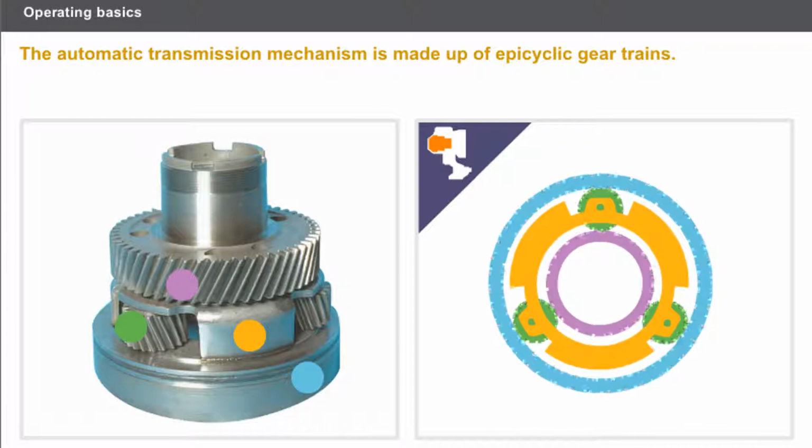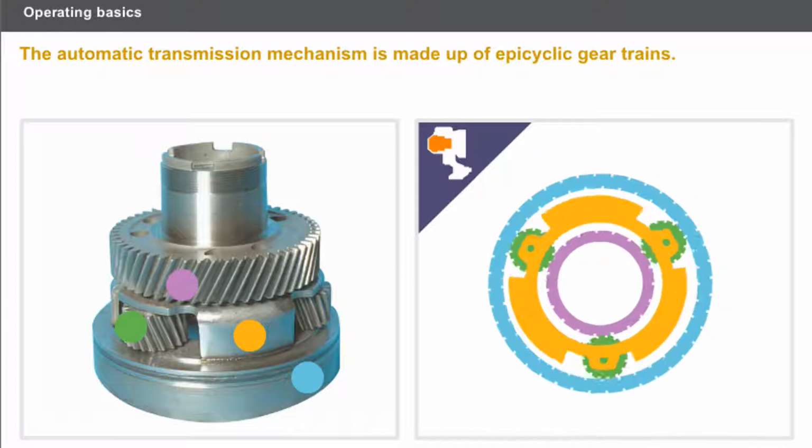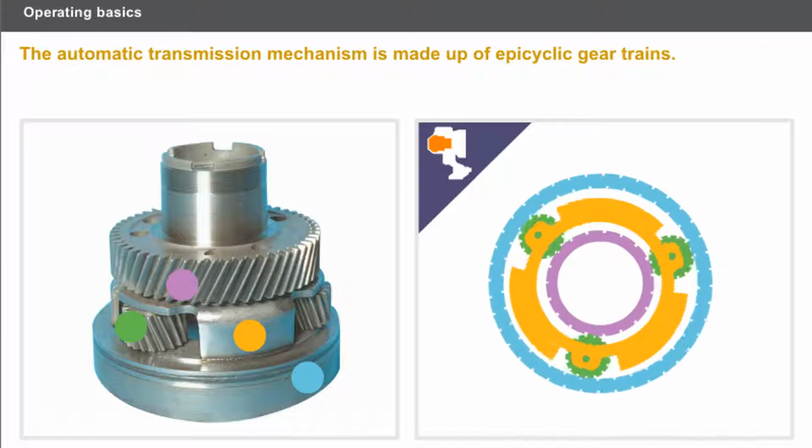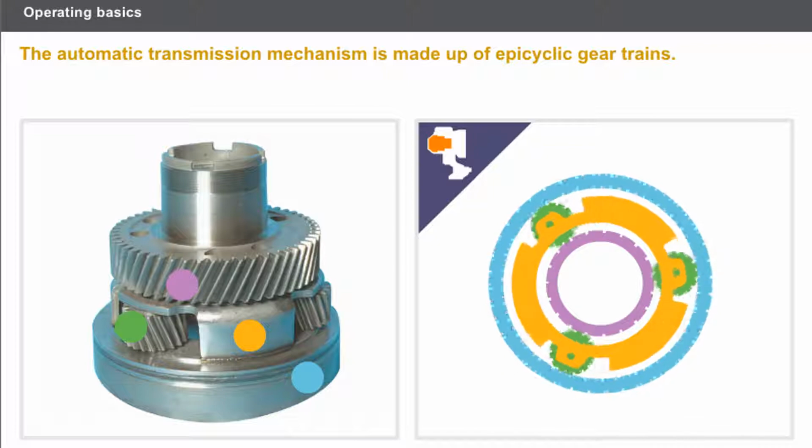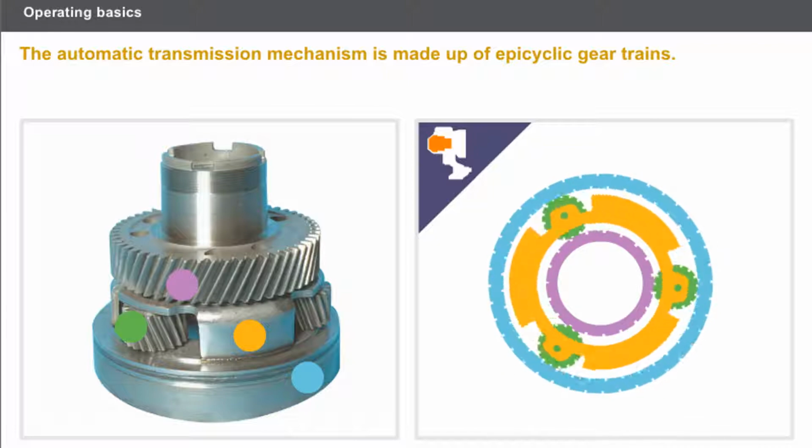Several ratios can be obtained from a single epicyclic gear train. There is no discontinuity when changing from one gear ratio to another. It can also transmit high engine torque.